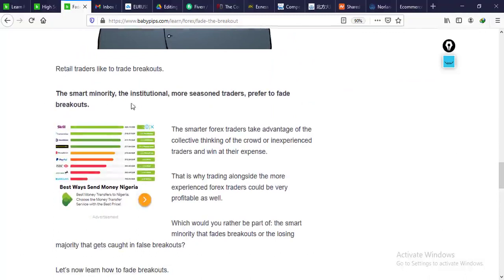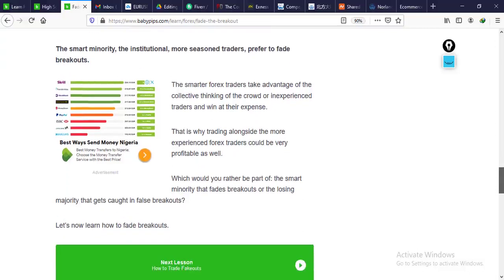So the smart minority, they comprise of the institutions, the more seasoned traders. They prefer to fade breakouts, okay? That's what they do. So they take advantage of the retail traders, of the crowd, of the inexperienced traders, and they win at their expense. That's why trading alongside the more experienced forex traders could be very, very profitable for you.